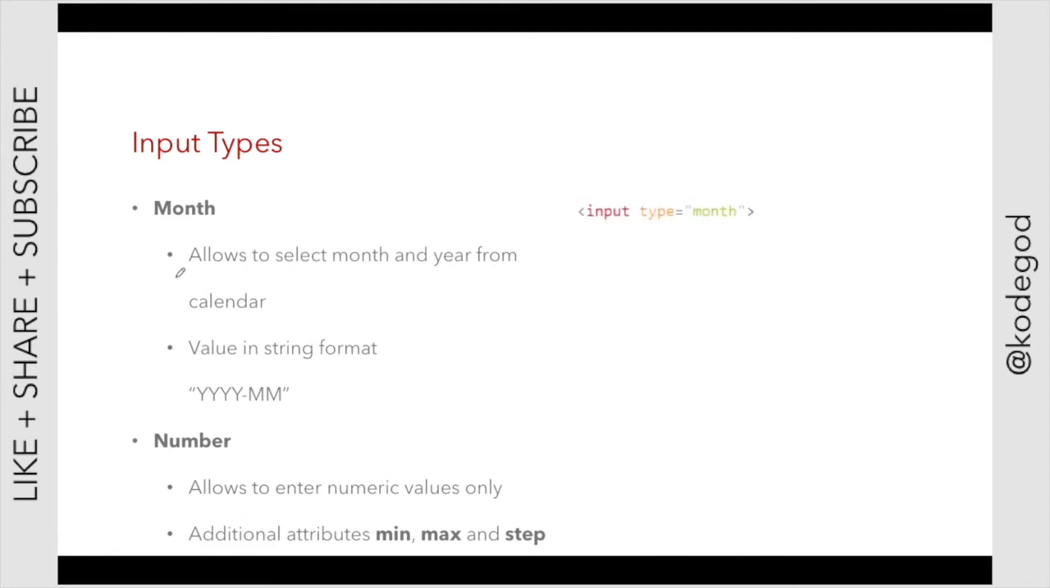Then we have the month tag, similar to date. Okay, you can specify the string format like this, okay, and this is the sample. So this is how it looks.